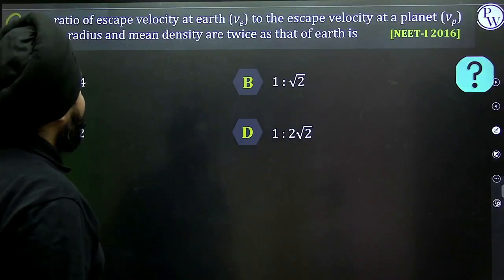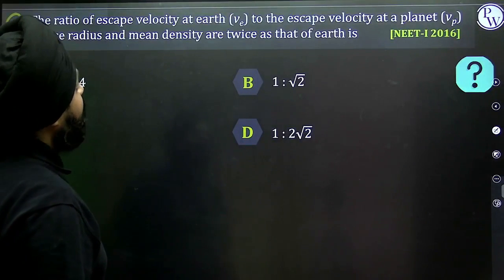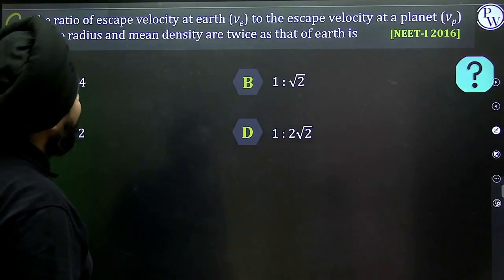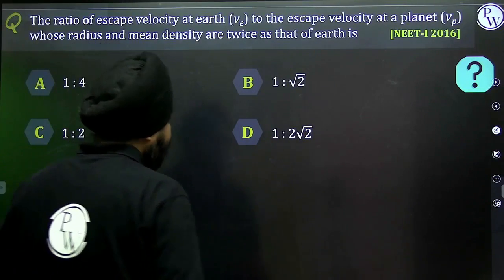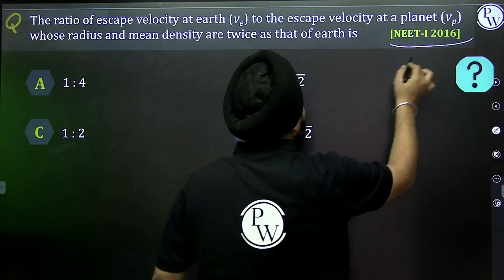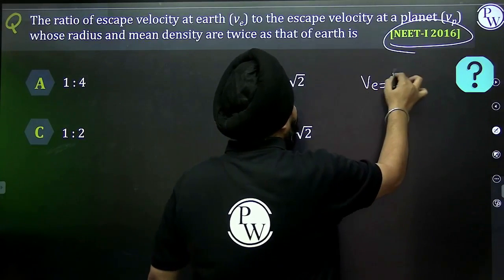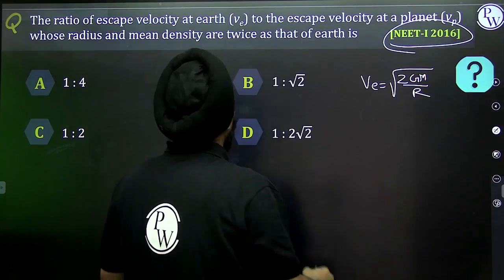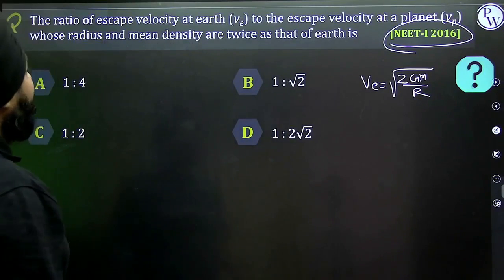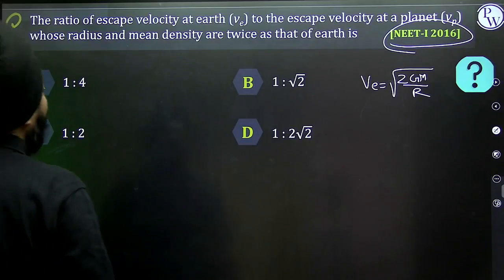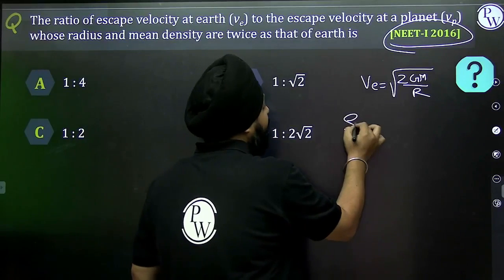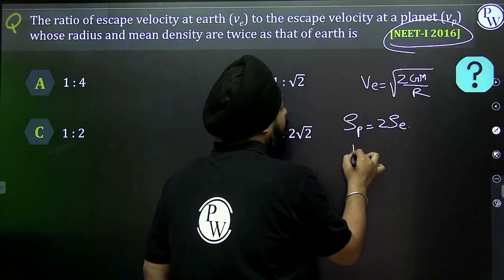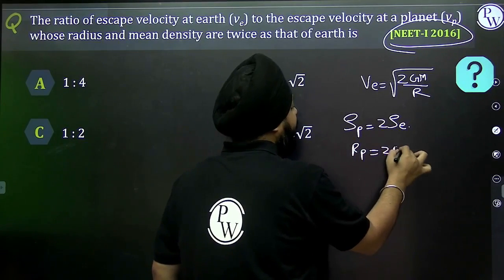The ratio of the escape velocity at the Earth to the escape velocity of the planet, whose radius and mean density are twice. NEET Phase 1, 2016. Escape velocity is under root of 2GM divided by R. The mean density of the planet is twice the density of Earth. The radius of the planet is twice the radius of the Earth.